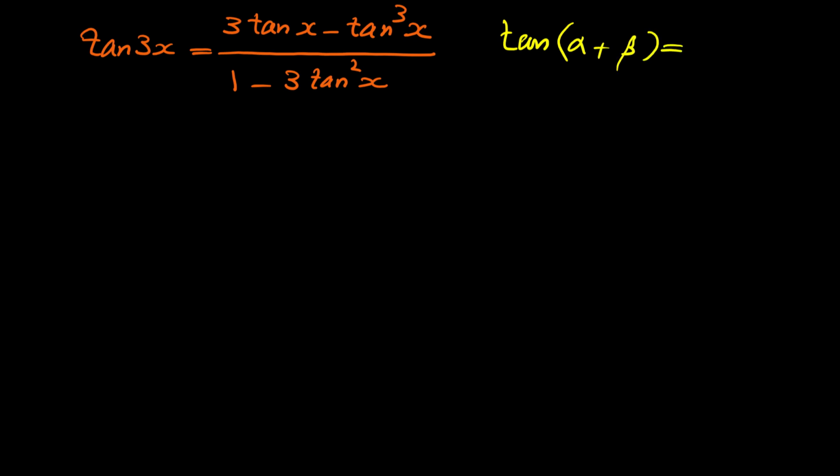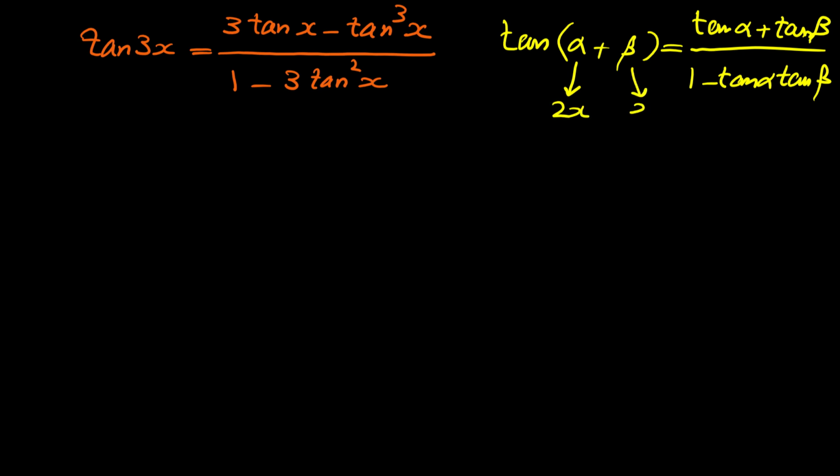of alpha plus beta. Tangent of alpha plus beta is tangent of alpha plus tangent of beta all over 1 minus tangent of alpha tangent of beta. We use this identity for proving the triple angle formula. In this formula, suppose alpha as 2x and beta as x. Then 2x plus x is exactly 3x that we need. So, we prove this in this way.